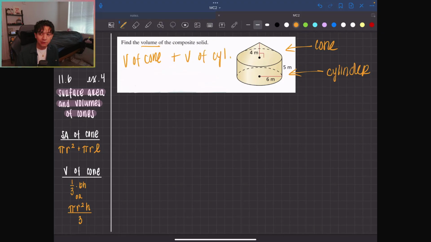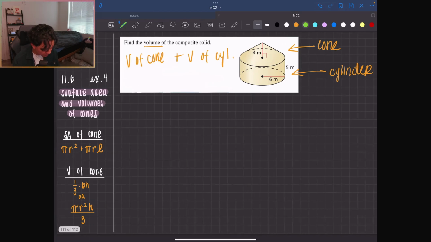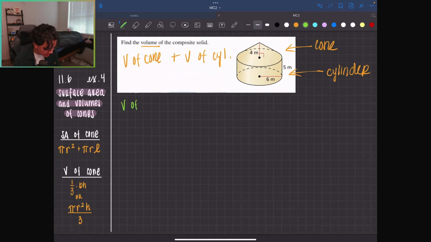Which one do you want to do first? I'm going to do the volume of a cylinder first. So the volume of a cylinder. How do we find the volume of a cylinder? It is just base times height. In this case, the base is going to be a circle. If we want to find the area of the base, it is going to be pi r squared times h.